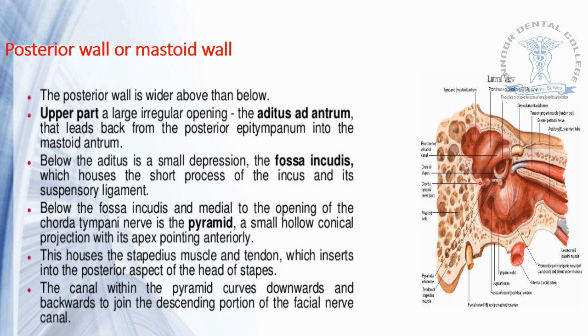It lies near the junction of the posterior and medial walls. It has an opening at the apex for the passage of the tendon of the stapedius muscle. And the canal of the facial nerve is descending downwards within the canal of the pyramid.